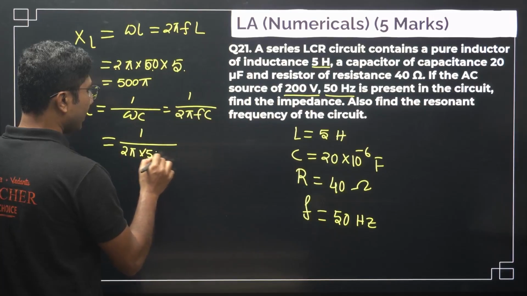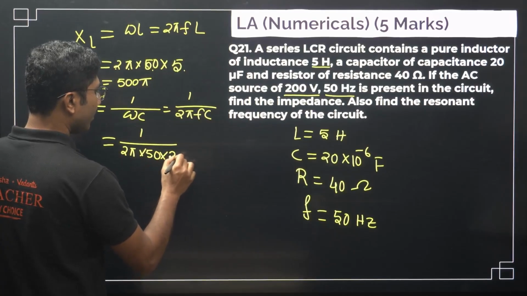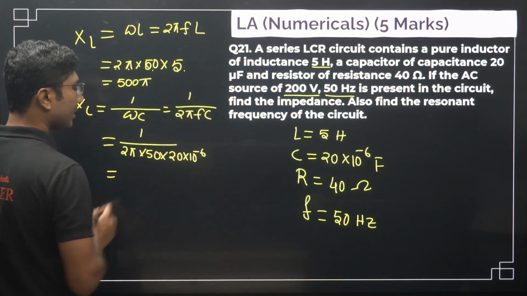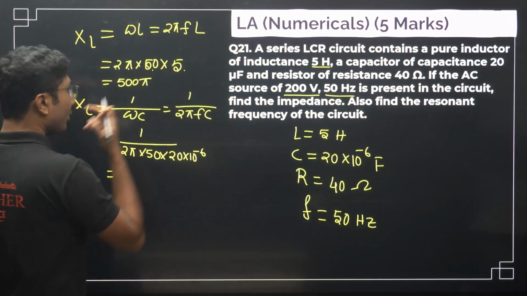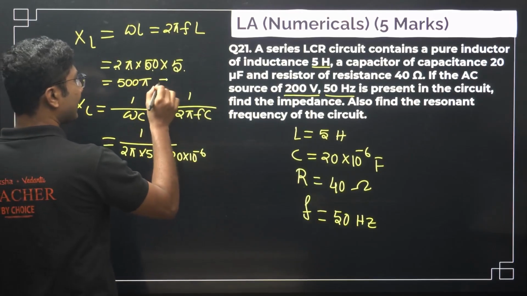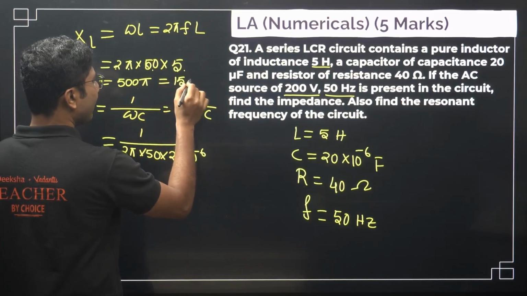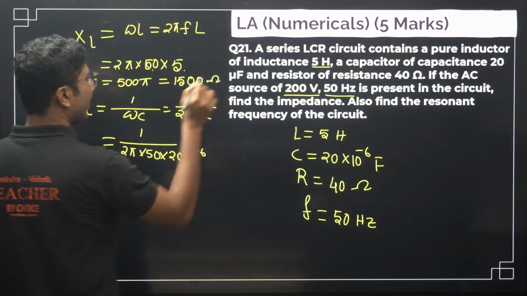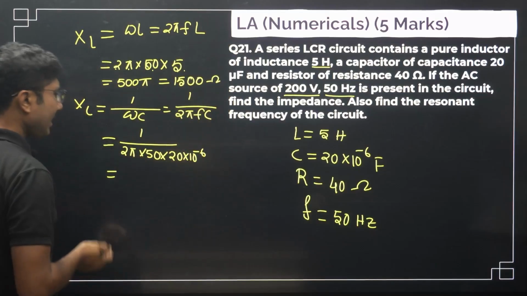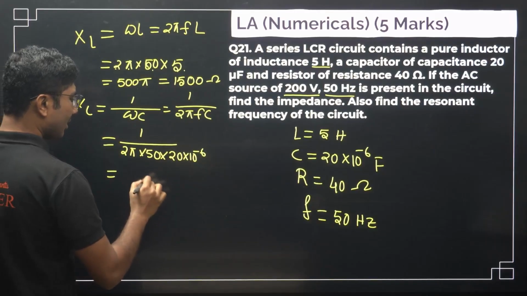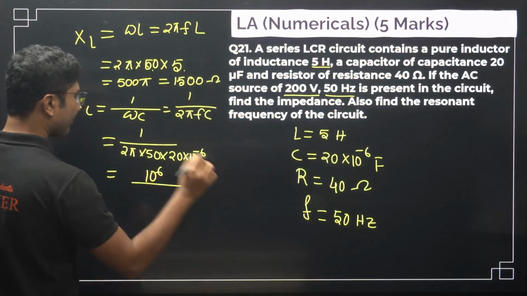2 pi into 50 into C, which is 20 into 10 to the power of minus 6. But you have a calculator, a basic calculator is allowed, where you get the value of pi as well, 3.14, which will be approximately 1500 ohm. Anyway, I am not solving that problem exactly, so you can use your calculator and find the exact value.